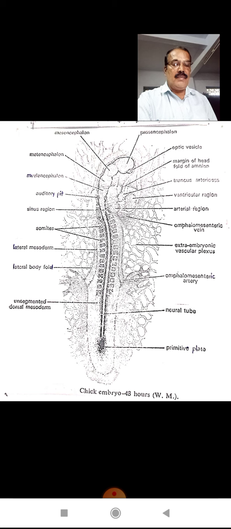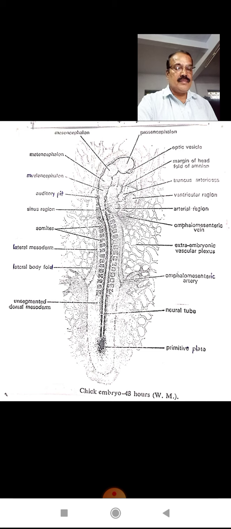Chambers of the heart are distinct. The heart consists of matured chambers showing the ventricle, atrium, bulbus arteriosus, and sinus venosus. Presence of about 28 pairs of somites. Brain is differentiated into mesencephalon, metencephalon, prosencephalon.